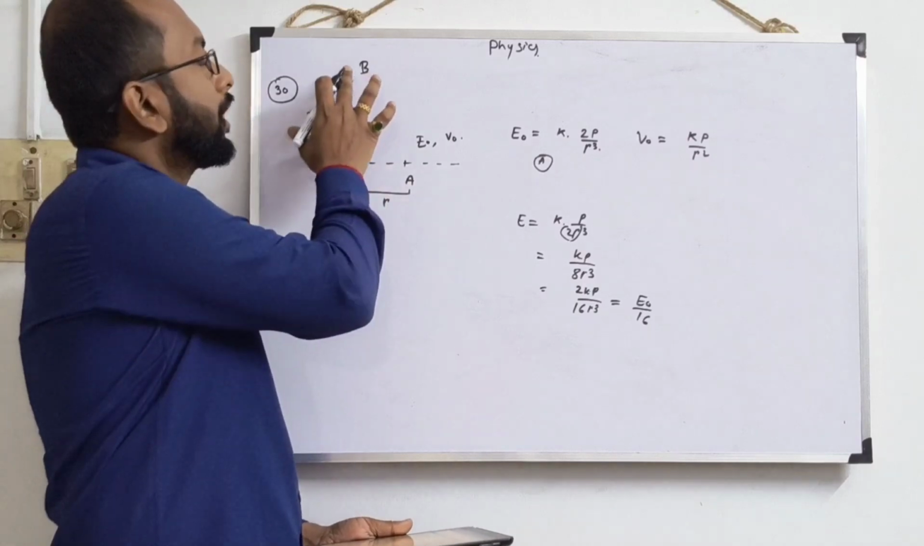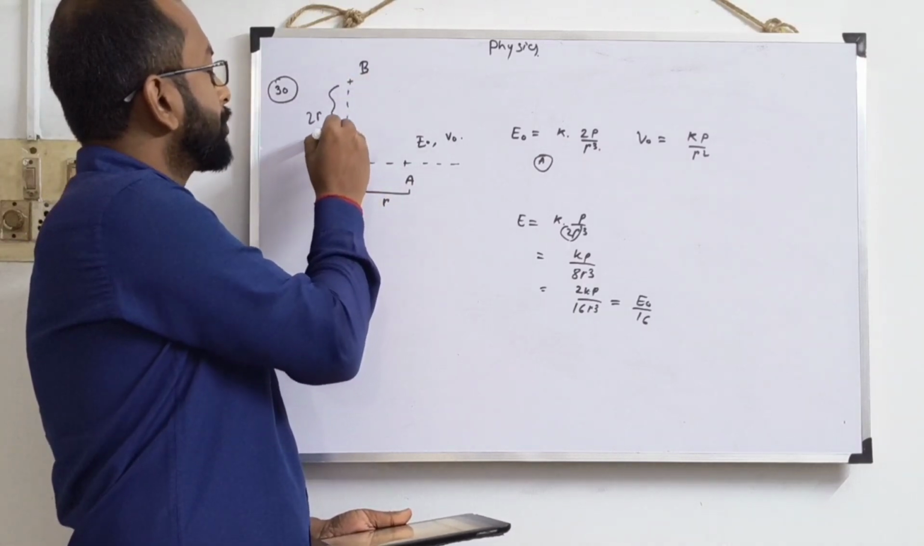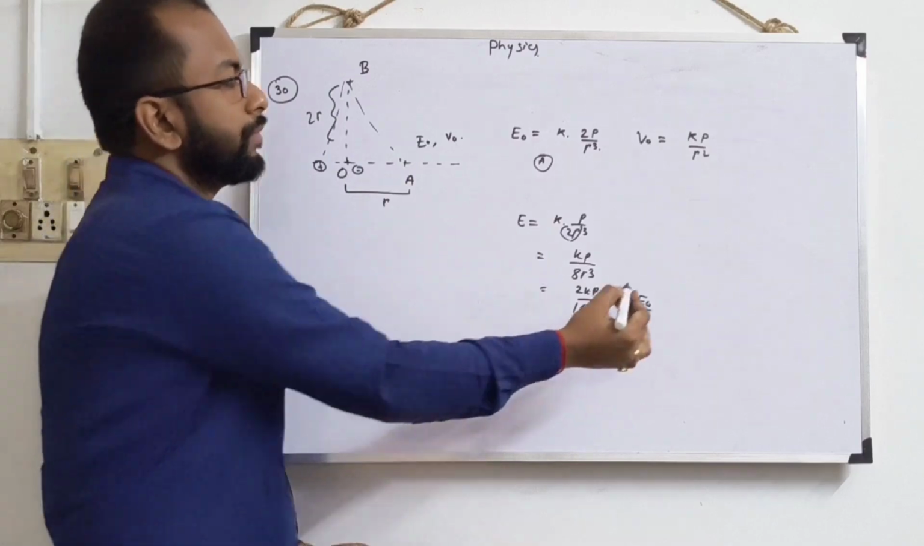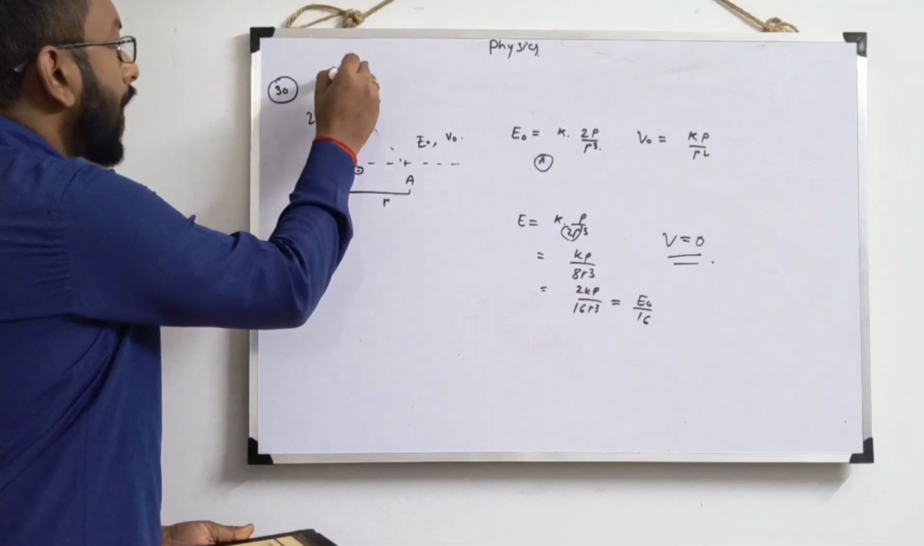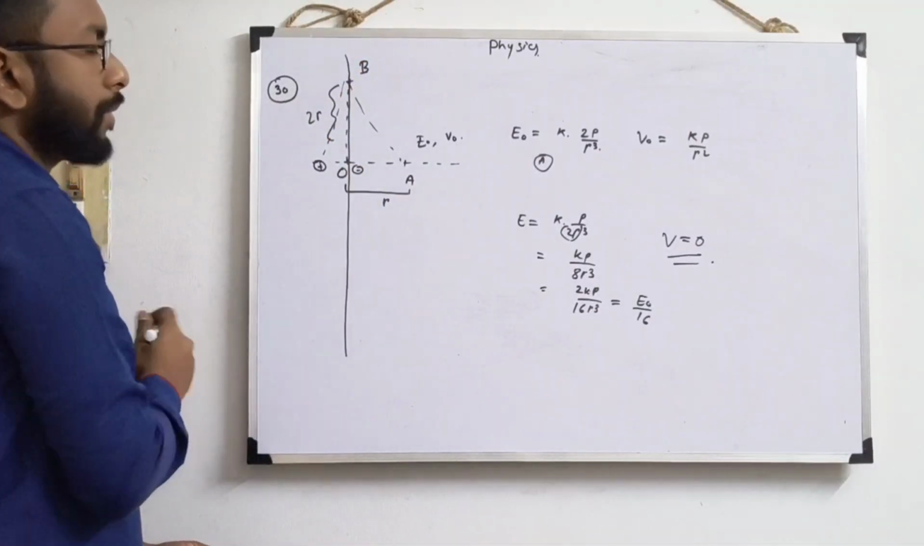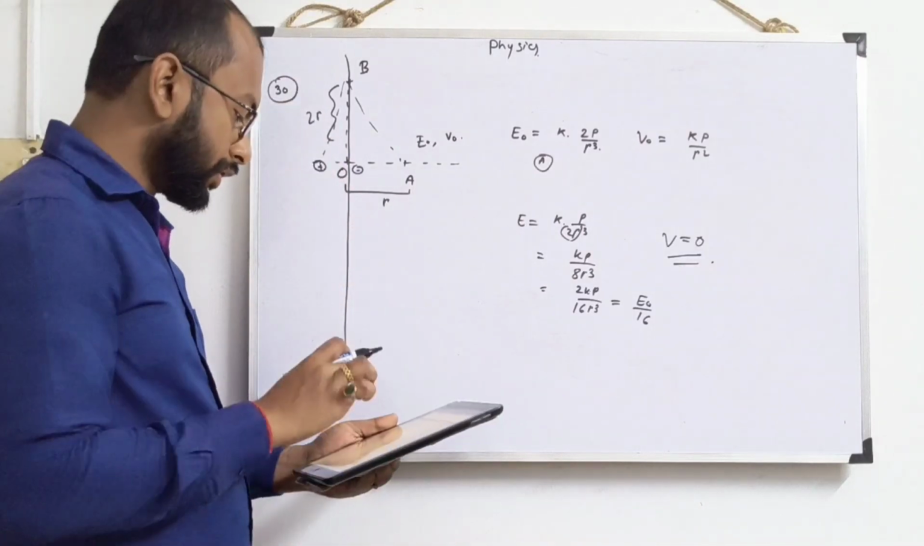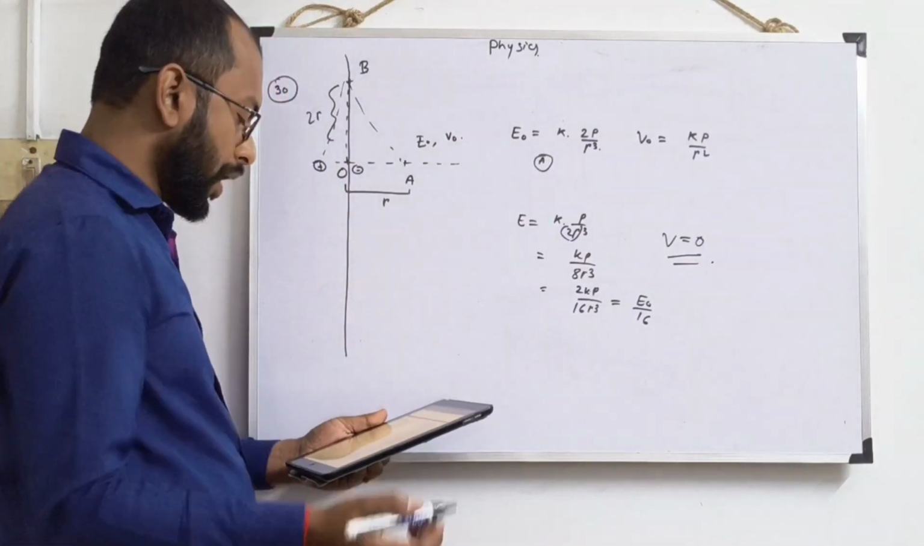But this point is at the same distance from the plus charge and the minus charge, so the potential will become 0. So on the perpendicular bisector axis, at any point, the potential will become 0. So the answer is 3, 0 and E0 by 16.